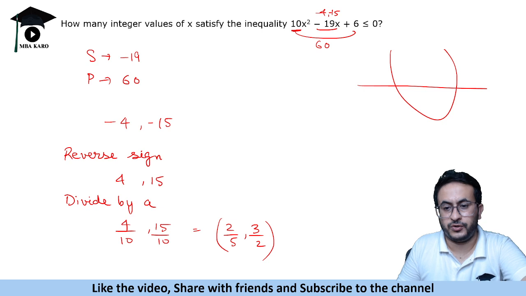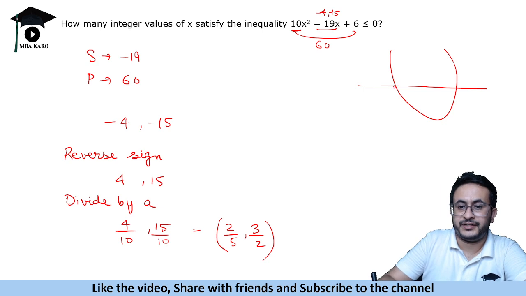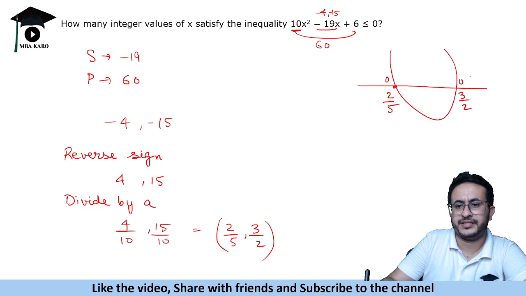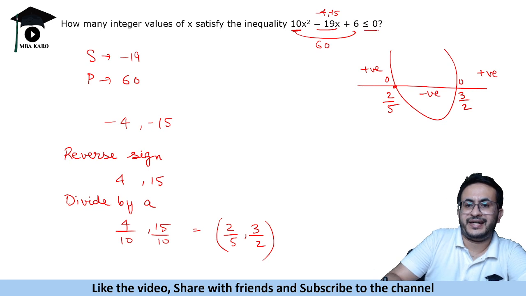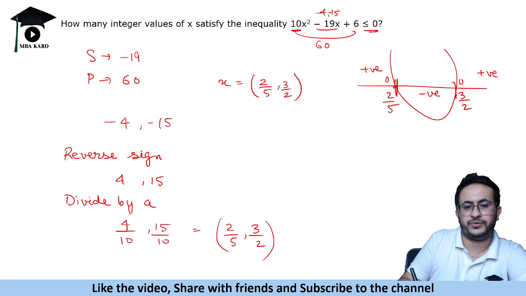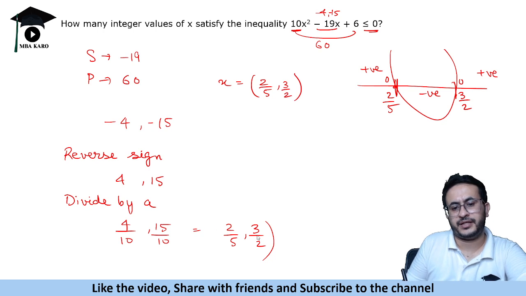In a previous question also I told you that at 2 by 5 and 3 by 2 this expression is 0. The expression is 0 at these points. It is positive beyond these points, and between these points it is negative. So we need to find less than equal to 0. So we need this range. So this means that x is a part of minus 2 by 5 to 3 by 2. Okay, so it has to be in this particular range.